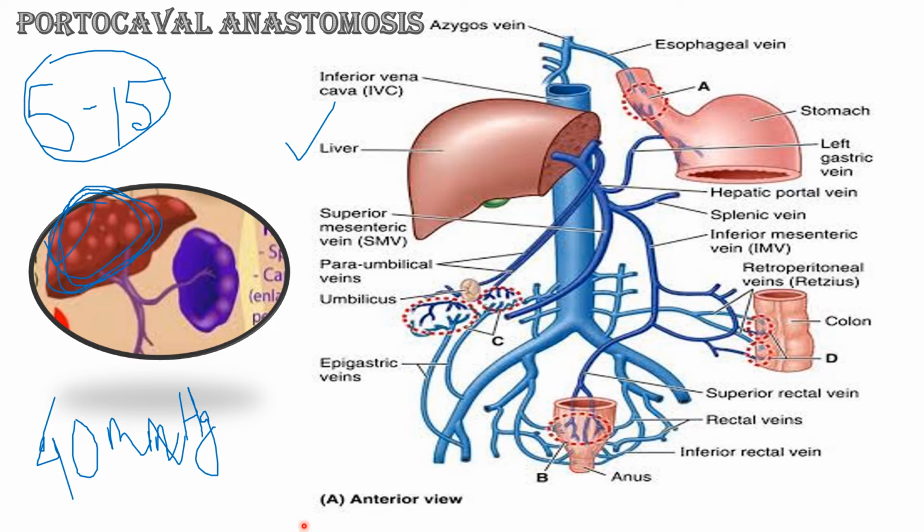Now, if there is some condition where the cells of the liver are destroyed, like cirrhosis, it will not be able to drain properly. There will be backward flow of the blood from the liver, or if there is some type of thrombosis of the portal vein, that will also lead to backward flow of the blood. So this will increase the pressure, and this pressure may increase to more than 40 mmHg.